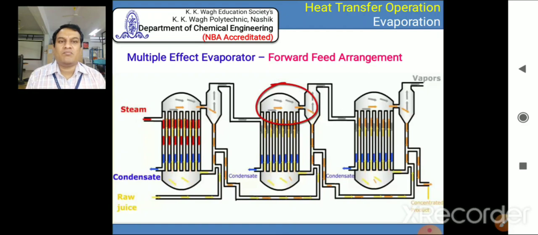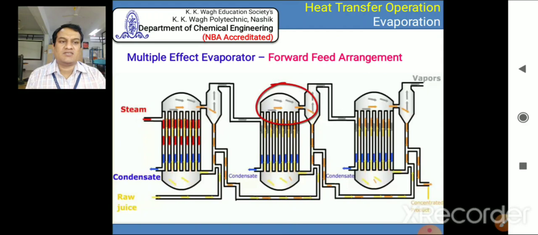It means there are multiple effects, meaning multiple bodies. If more than one evaporator body is involved in the evaporator series, then it is called a multiple effect evaporator. This is one of the cases, a triple effect evaporator, that is 3 evaporator bodies are involved, and in that again there are 3 arrangements. They are called forward feed arrangement, then backward feed arrangement, and mixed feed arrangement. This is the first type of arrangement, called forward feed arrangement.